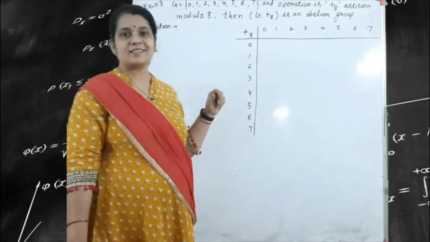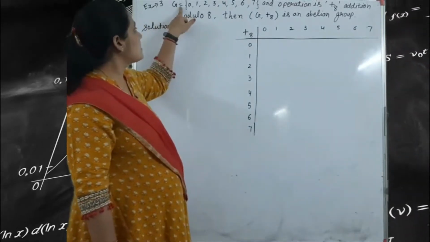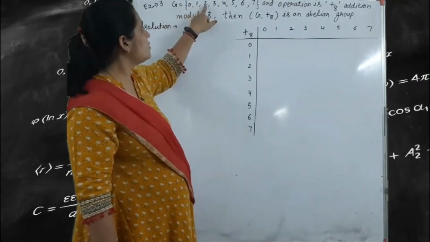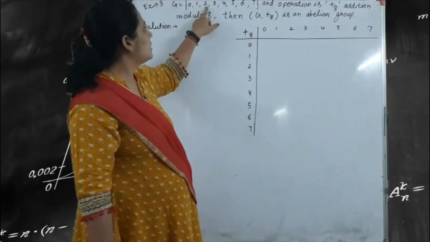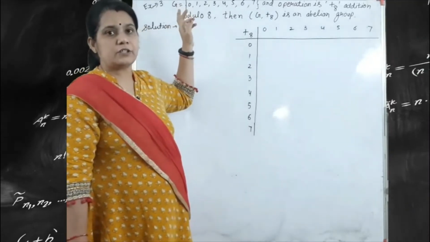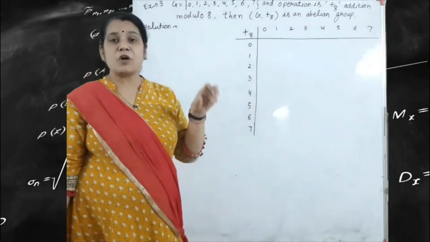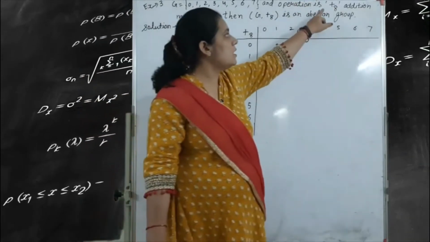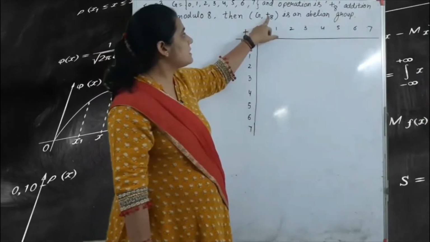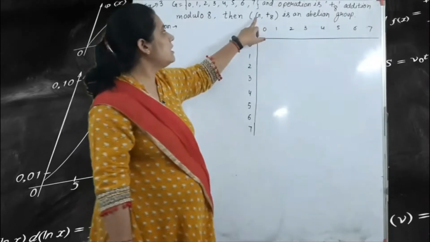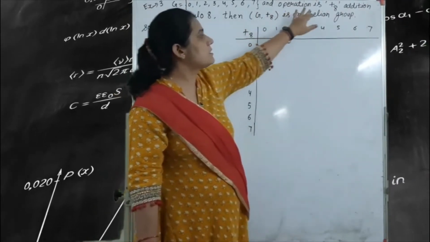Let's start the first example depending on modulo m. The example is G equal to {0, 1, 2, 3, 4, 5, 6, 7}. The total number of elements in set G is 8, and the operation is addition modulo 8, written plus 8. So we read it as (G, +8). Read carefully: G is the set and +8 is the operation.